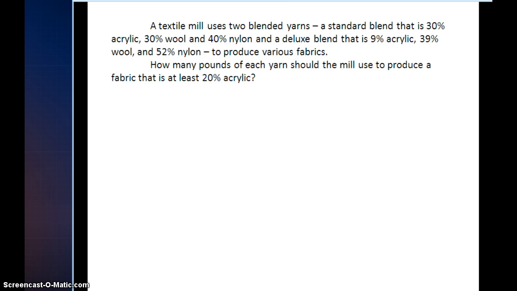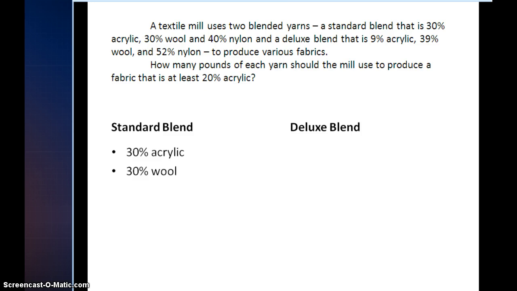First thing I notice is that there's two blends of yarn, and the question was how many of each yarn, so I have my standard blend and I have my deluxe blend. I'm going to just set up information in a chart as a way of organizing. So in the first sentence I have 30% acrylic for the standard blend, 30% wool in that blend, and 40% nylon in that blend. Then I have the word "and" and I'm moving to the deluxe blend. So again, same pieces, 9% acrylic, 39% wool, and 52% nylon. So these are just the details of each blend. I may or may not be using all of them. It depends on the question.